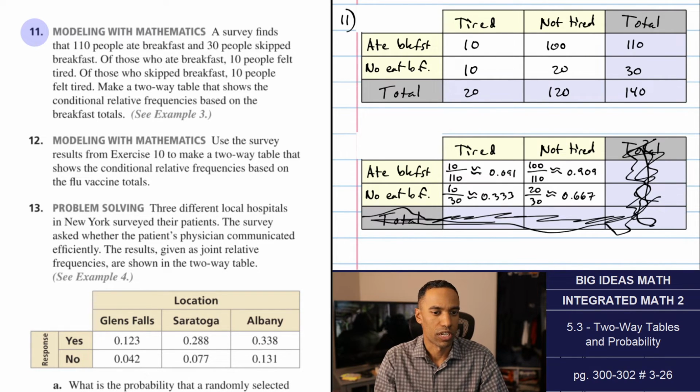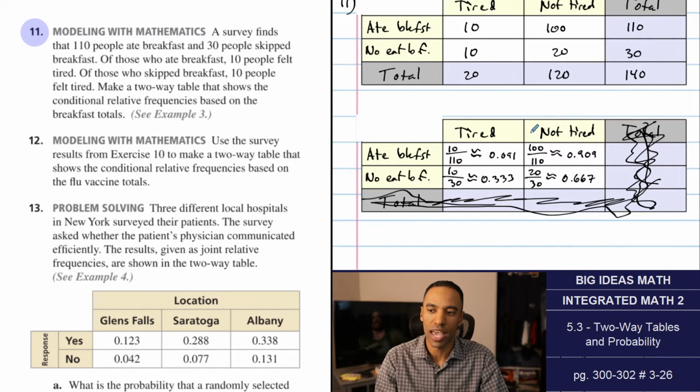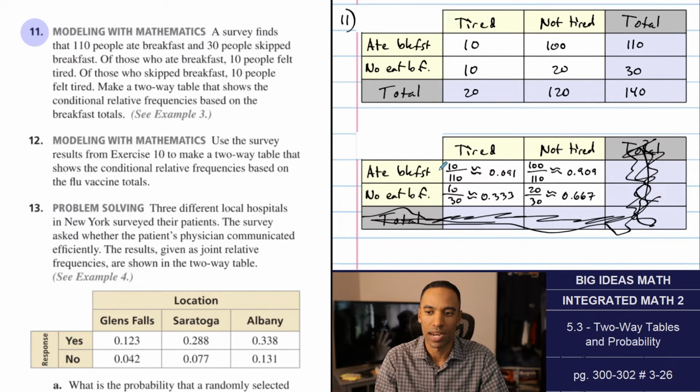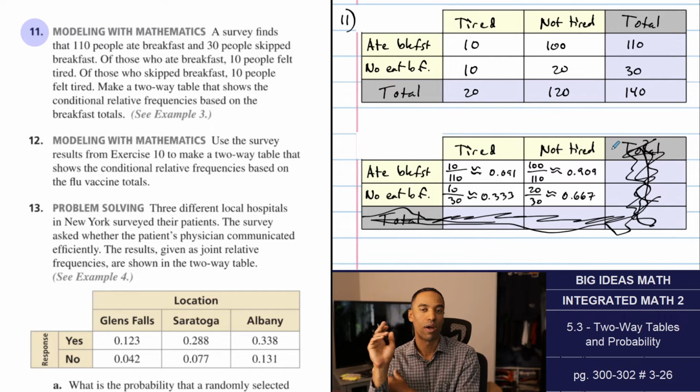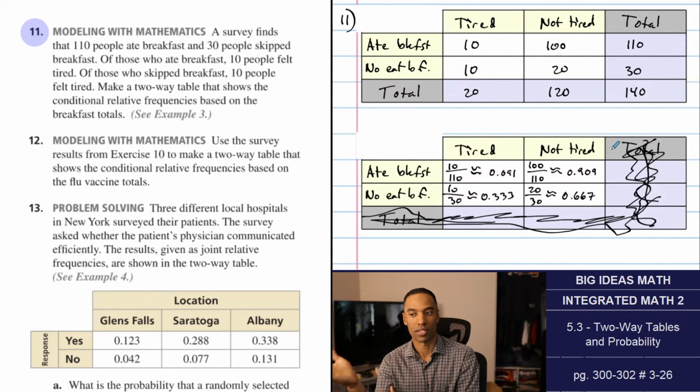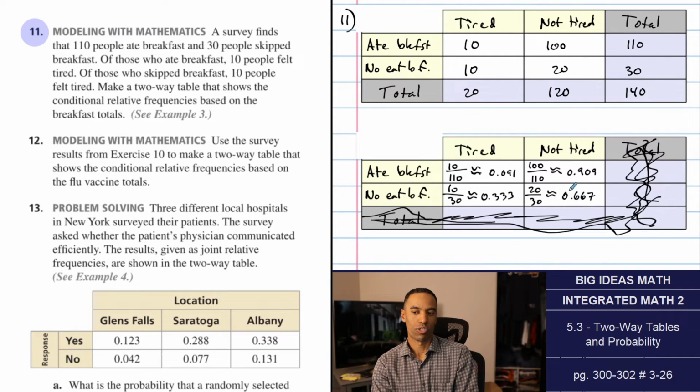Make a two-way table that shows the conditional relative frequencies based on this. So what we're saying is 9.1% of those who ate breakfast were tired. About 91% of those who ate breakfast were not tired. 67% of those who did not eat breakfast were tired. 33% of those who did not eat breakfast were not tired.